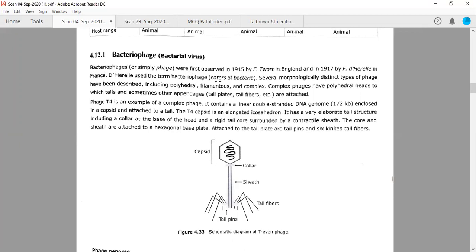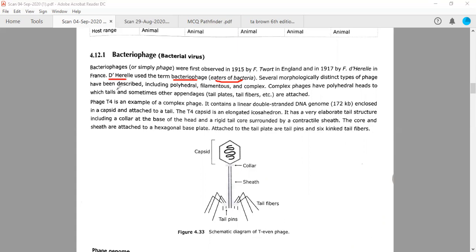We use the term bacteriophage, that is eaters of bacteria, because they will eat the bacteria, they will kill the bacteria. Therefore, D'Herelle actually used this particular term, bacteriophages. So you can be asked who gave the term bacteriophages. You need to remember that D'Herelle in France gave this term, because he was able to observe the plaques. What is plaques? Plaques are those regions which have the lysed cells over the bacterial lawn or the bacterial culture plate.